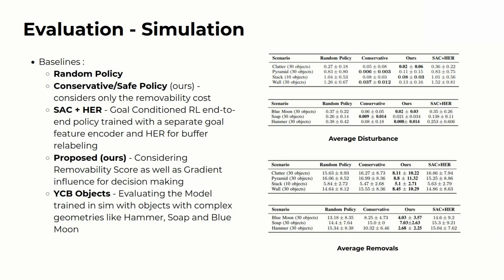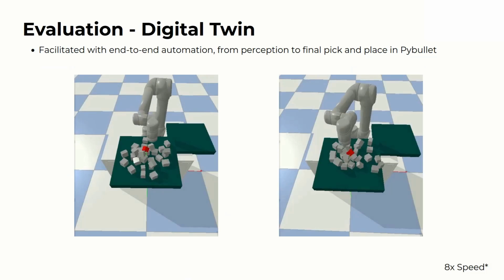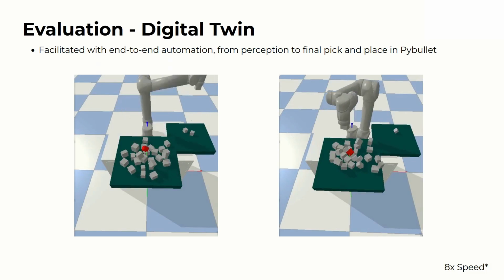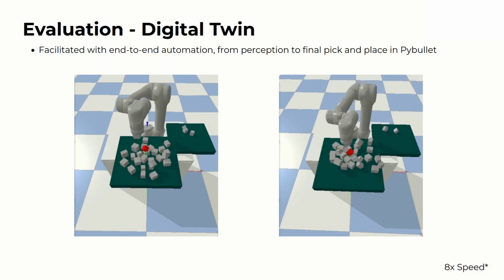We see promising results with the YCB objects, showing that the feature extraction can generalize well to unseen and complex geometries. We create a fully automated and autonomous pipeline in PyBullet, using perception to extract features, using the algorithm to select the next object to be picked, and using standard motion planning to facilitate the pick and place in simulation.